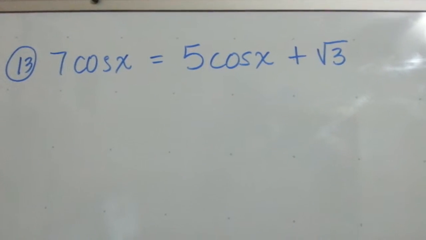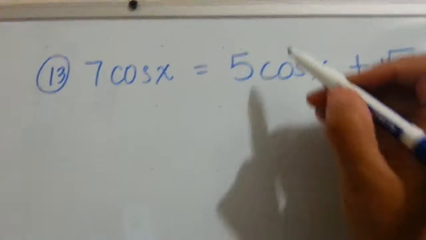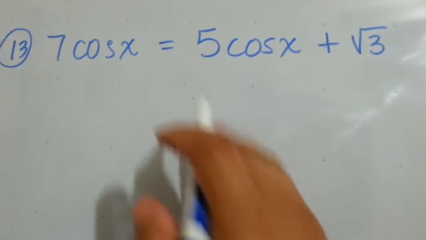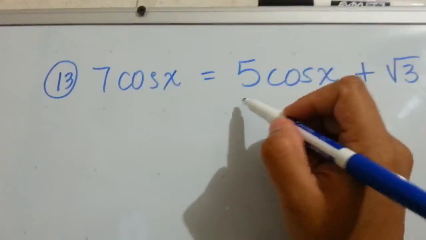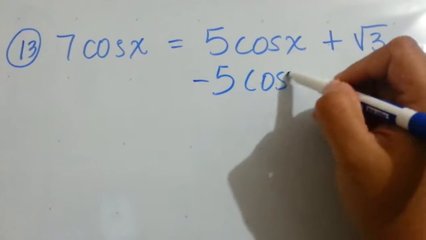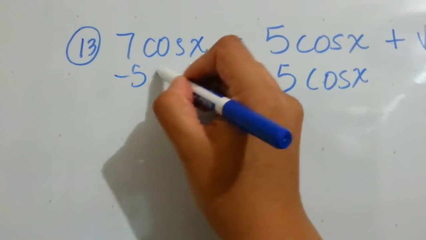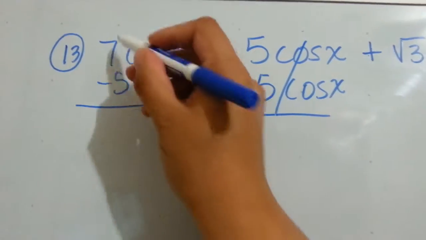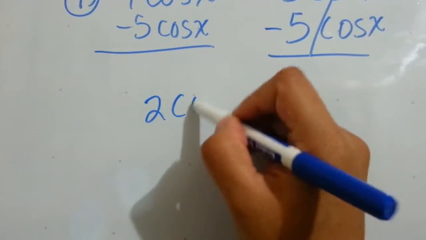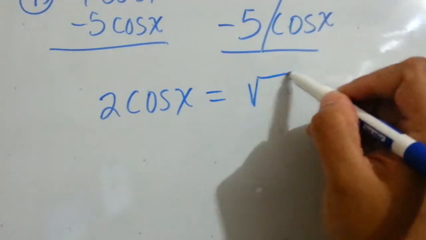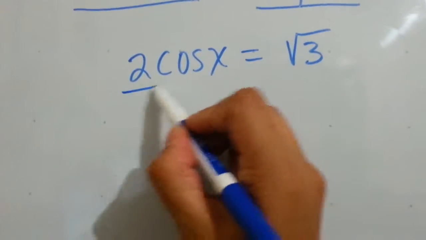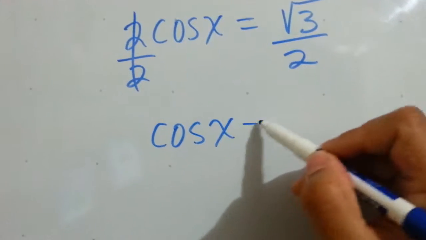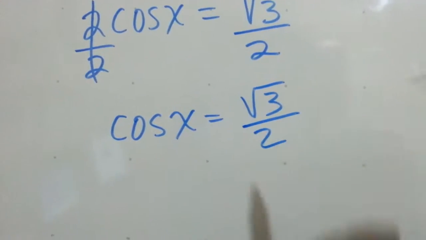Alright, this is the last problem, and once again, look, it's not squared, so in the end, whatever you get, that's the only sign that you use. Alright, let's move this 5 cosine x to this side. That's gone. 7 minus 5 is 2. 2 cosine x equals square root of 3. And we're going to get rid of this 2. And we're looking for when cosine x is equal to the square root of 3 over 2.